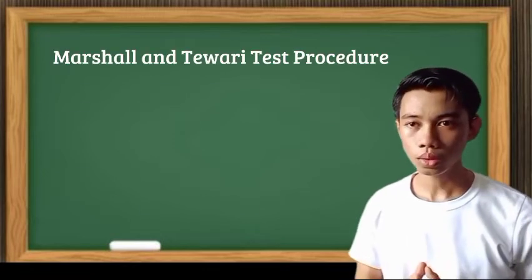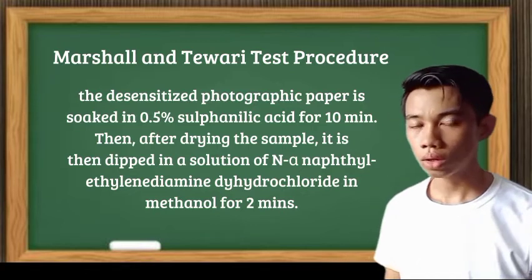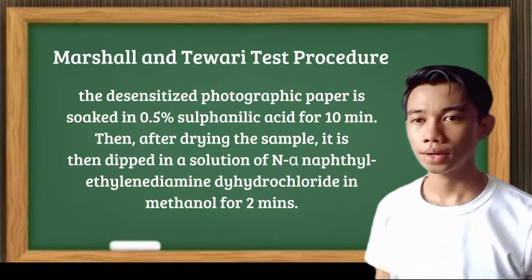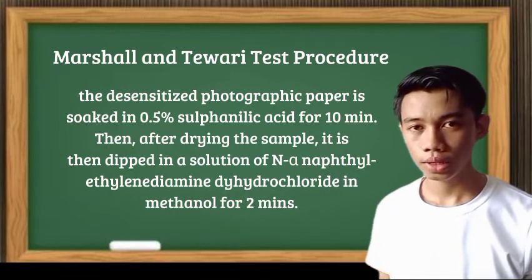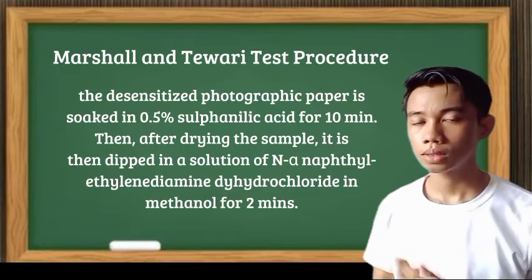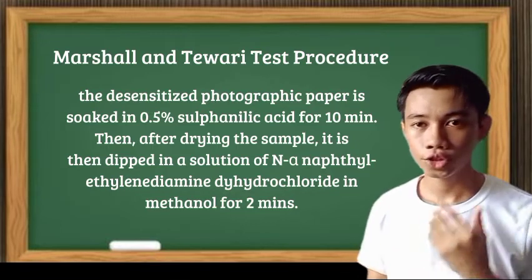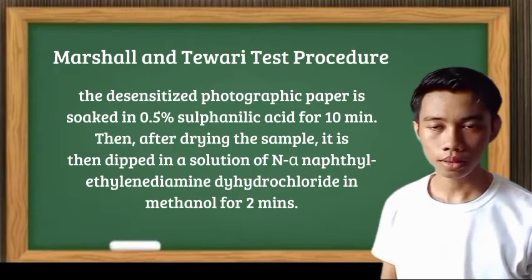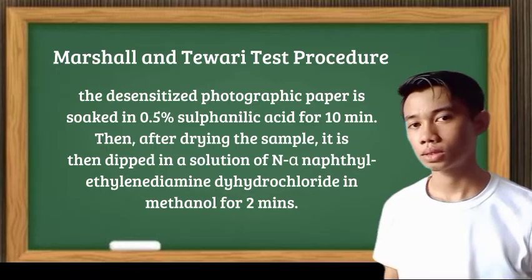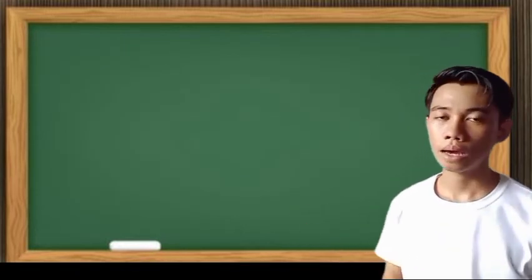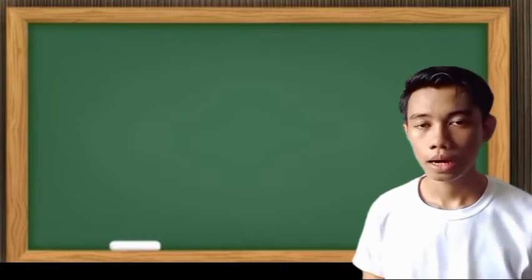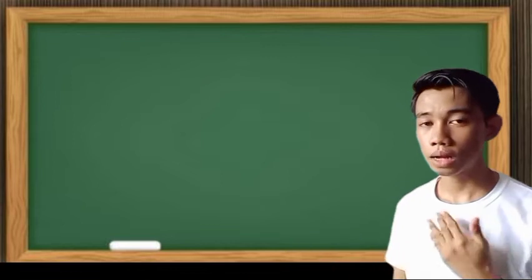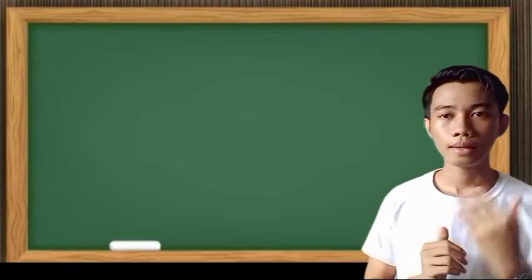Sa procedure ng method na ito, the synthesized photographic paper is soaked in 0.5% of sulfanilic acid for 10 minutes. So yung sulfanilic acid kanina ay reagent siya, powdered, na ginagamit ng mga forensic expert, ay ina-apply for the period of 10 minutes sa specimen na kanilang nakuha. Then after drying the sample, then it was dipped to the solution, which is the naphthylethylenediamine dihydrochloride in methanol for 2 minutes. So pagkatapos nilang i-apply yung first reagent, then they will apply the second reagent in order for them to have the chemical reaction at kanilang ma-examine kung ito nga ba ay positive o hindi sa loob lamang ng 2 minutes.